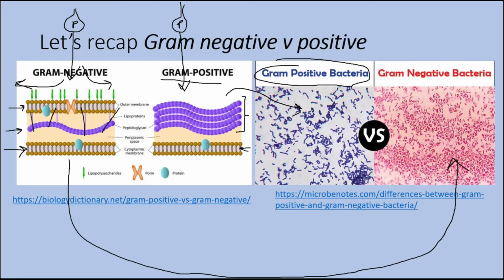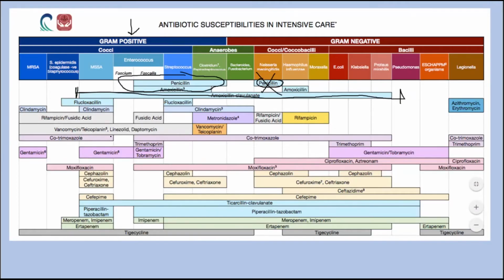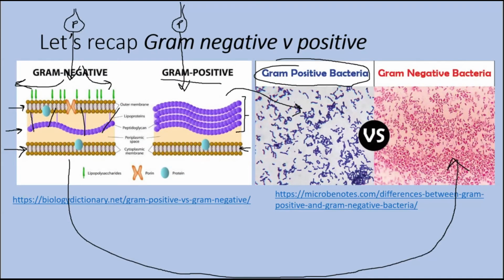That's how you determine whether it's gram-positive or gram-negative. So that's one reason why, for example, penicillin, if we go back, would work on gram-positive but not on gram-negative. So penicillin works with this, but it doesn't work with this. And there has to be a reason.